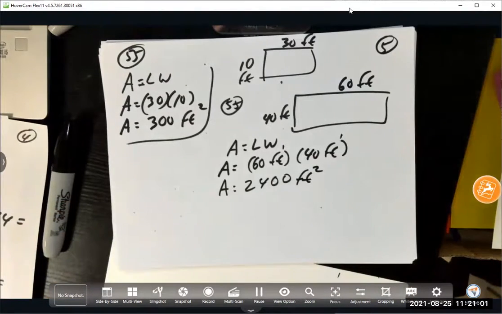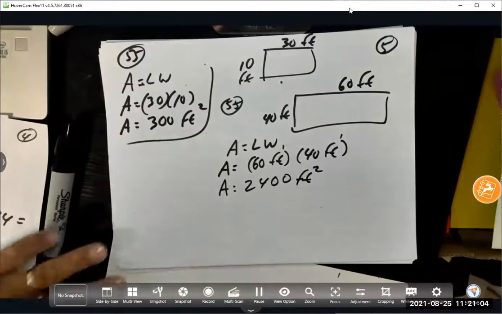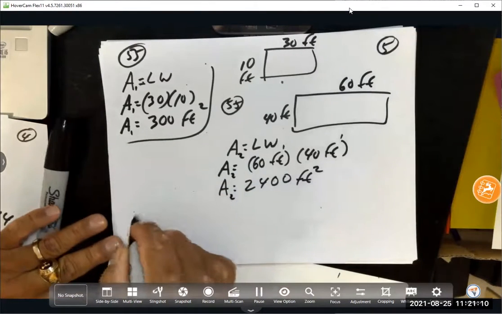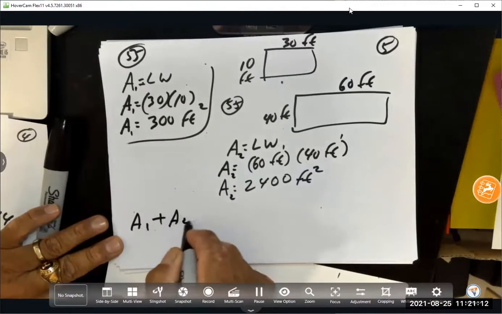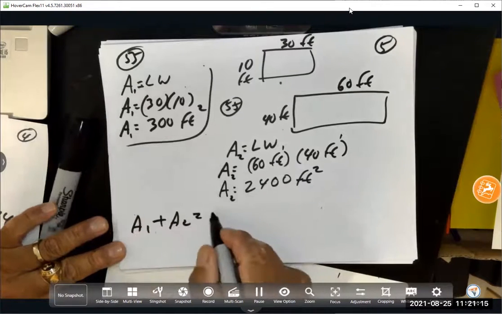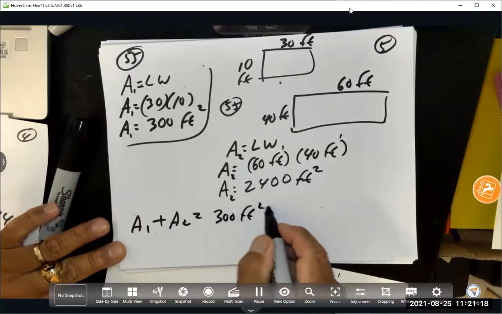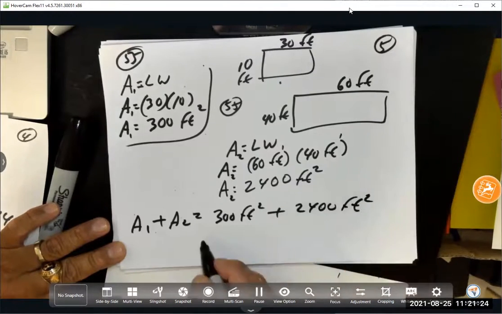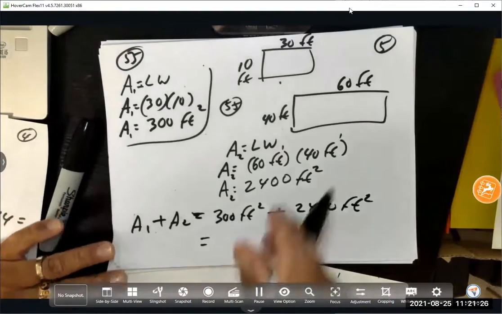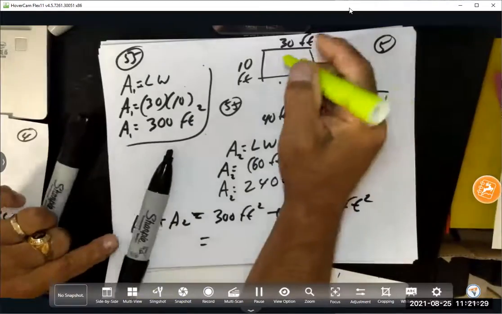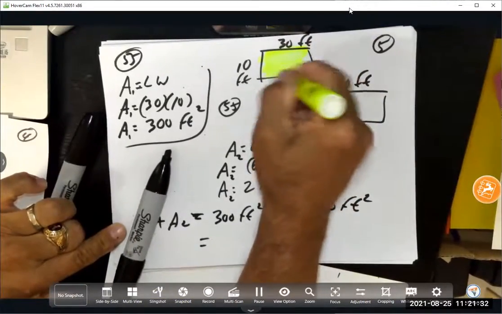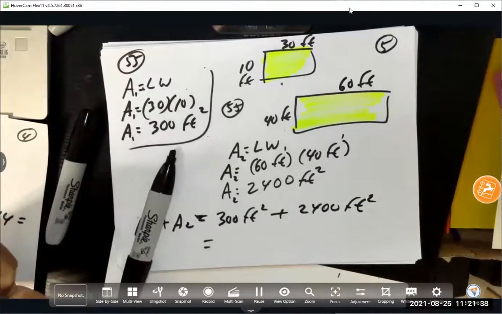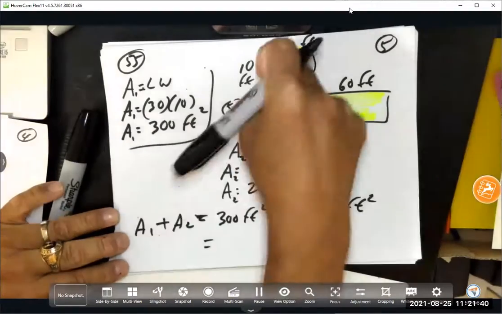Does that make sense? So if I wanted to know the area of the first one and the area of the second one together, A1 plus A2, the first area is 300 feet squared, and the second one is 2,400 feet squared. So how do I add the square feet from this building, this square rectangle, and this other giant rectangle over here? How do I find the area? I add them together, right? And I can add the square feet and the square feet together.